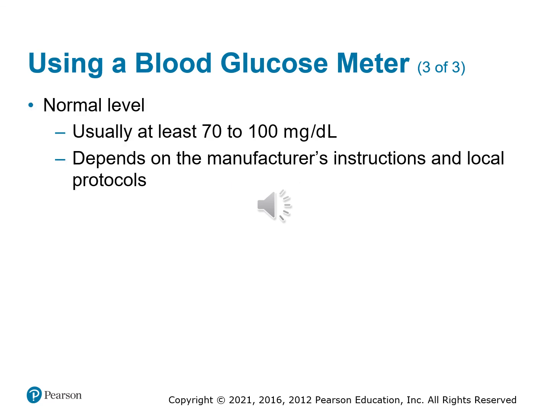Normal levels are going to be 70 to 100, but it's contingent on the patient. If they just got done eating and they had some big fancy chocolate dessert, you should probably expect their blood sugar to be elevated a little bit.